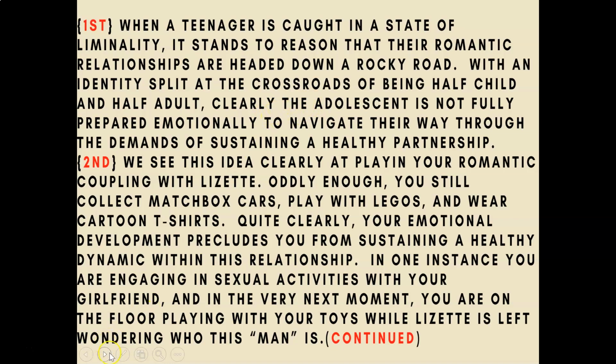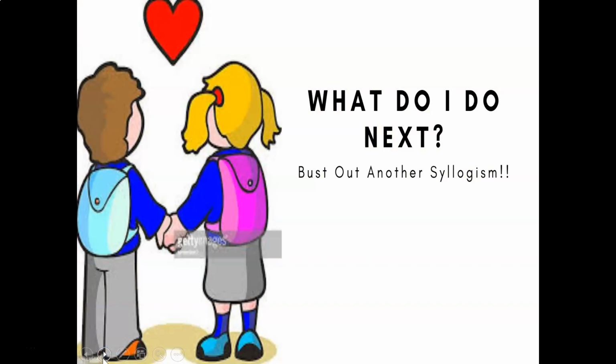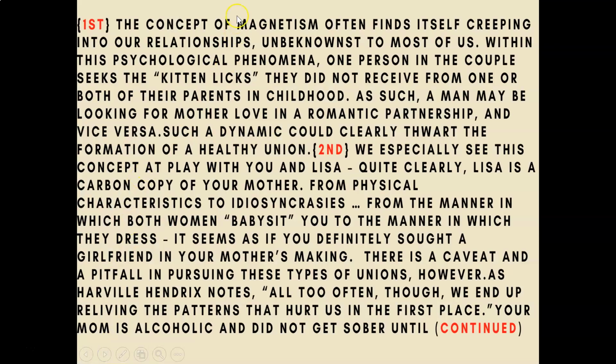All right, so let's compare this to the first premise of student number 2. The concept of magnetism often finds itself creeping into our relationships unbeknownst to most of us. Within this psychological phenomenon, one person in the couple seeks the kitten licks they did not receive from one or both of their parents in childhood. As such, a man may be looking for mother love in a romantic partnership and vice versa. Such a dynamic could clearly thwart the formation of a healthy union, right?